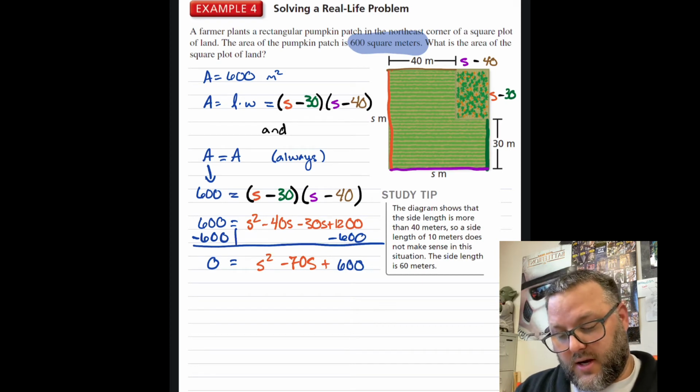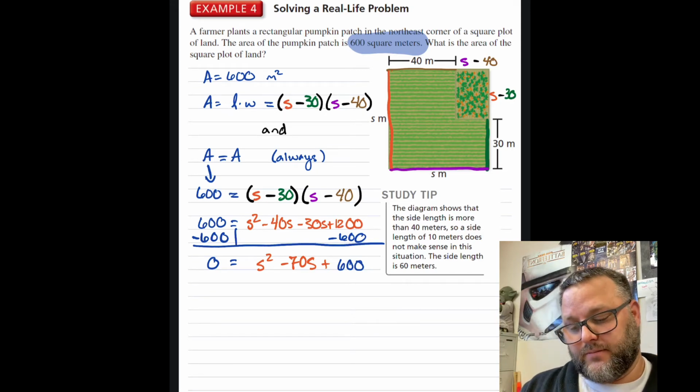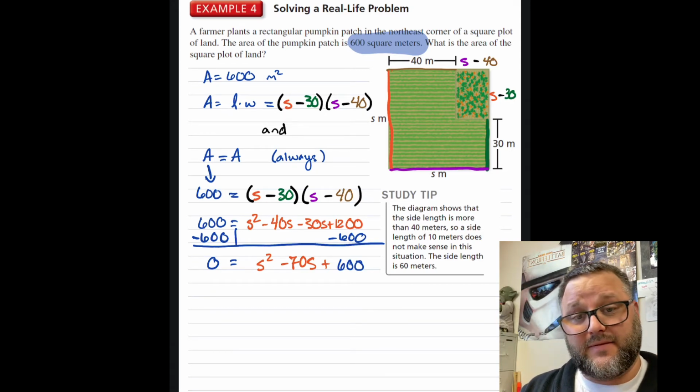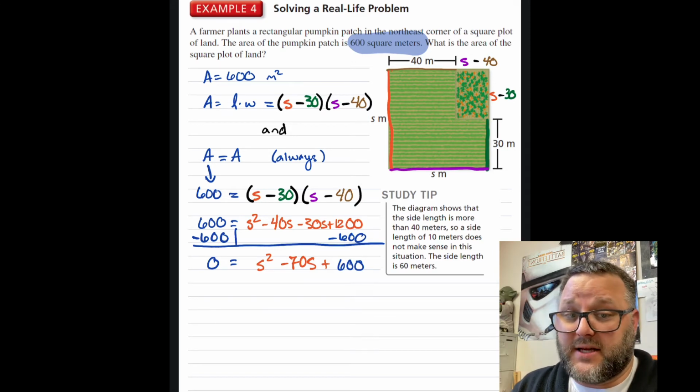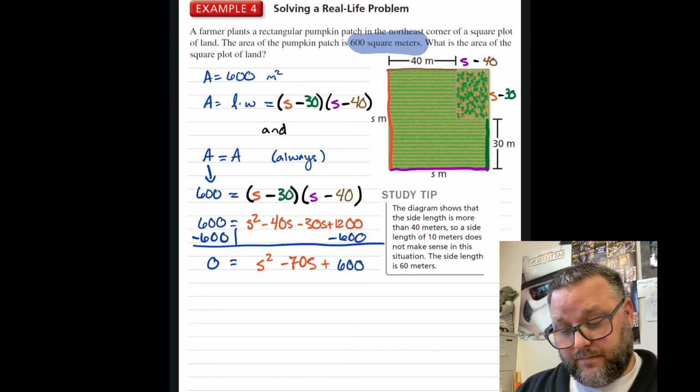So what I'm trying to ask myself is, what multiplies up to 600 but adds up to negative 70? So this is a case where B is negative, but C was positive. And I believe that was from example 2. So if you have a little bit of trouble remembering that, go back to example 2. So here I know that 40 and 30 add up to 70 and will multiply up to 1200.